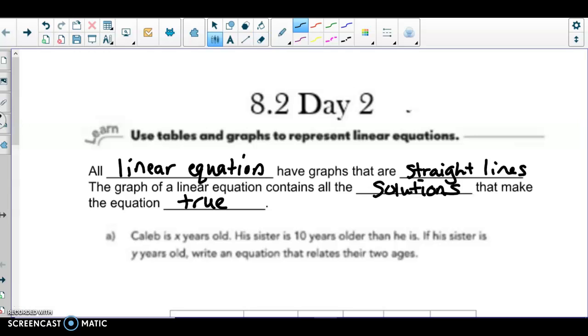Today we're working on 8.2, day 2, where we are writing linear equations. What we need to know is that a linear equation has graphs that are straight lines. The graph of a linear equation contains all the solutions that make the equation true. Yesterday in day 1, our focus was writing the equations, and today we're going to take those equations and actually graph them. So let's get started.